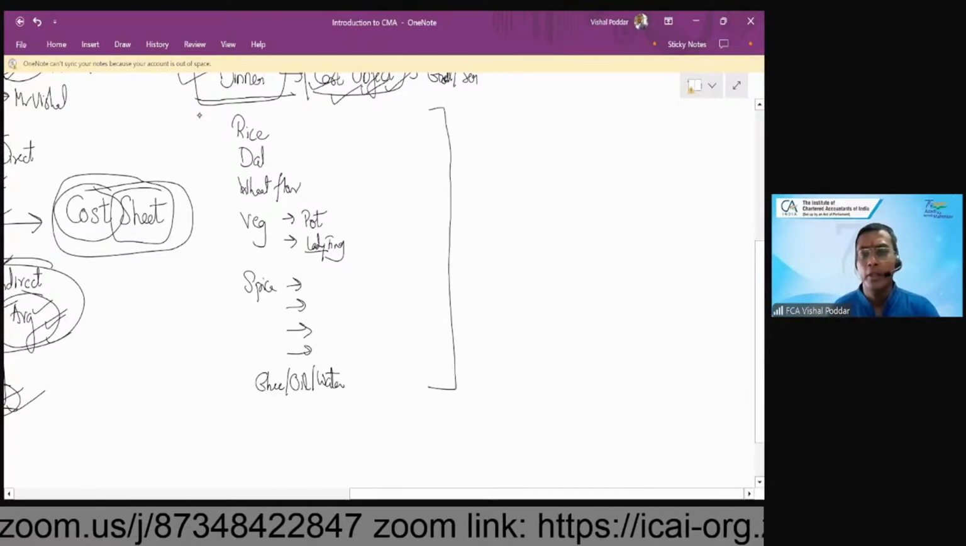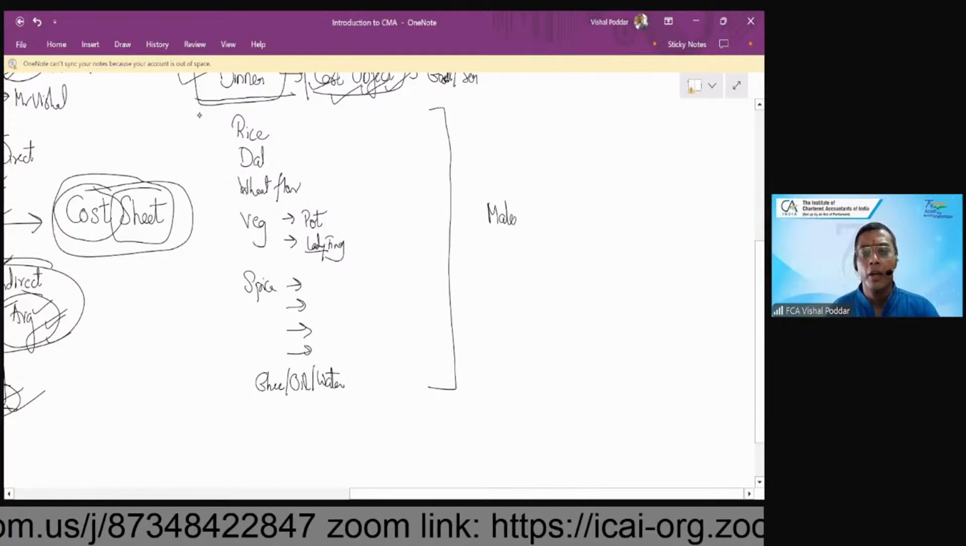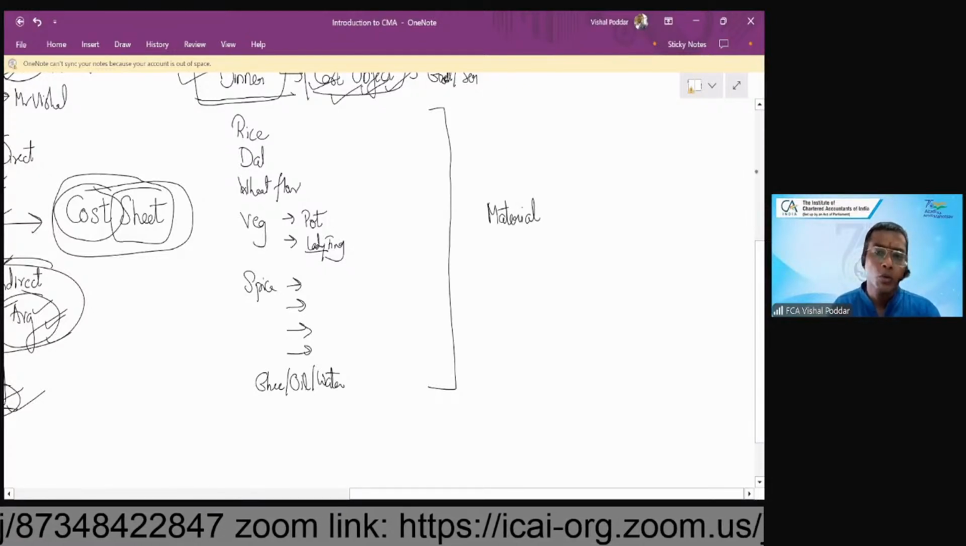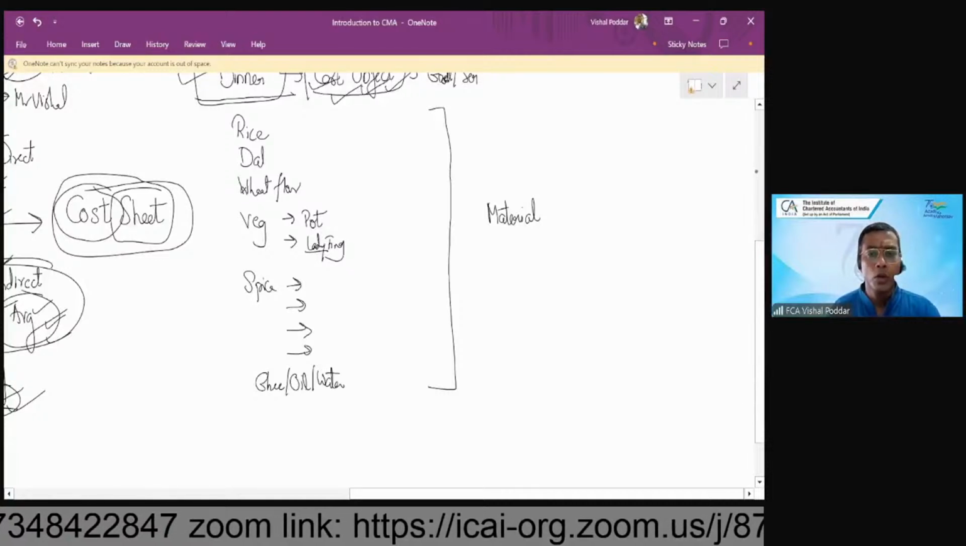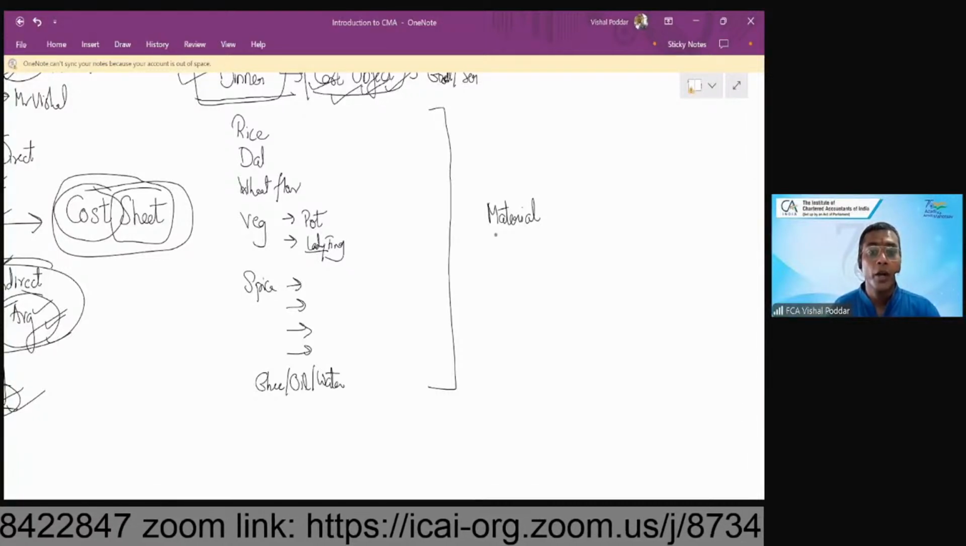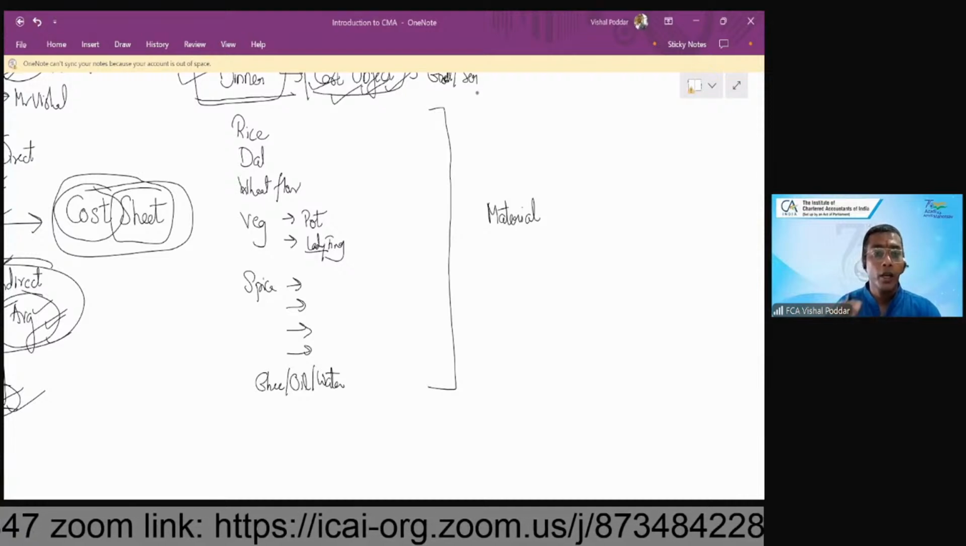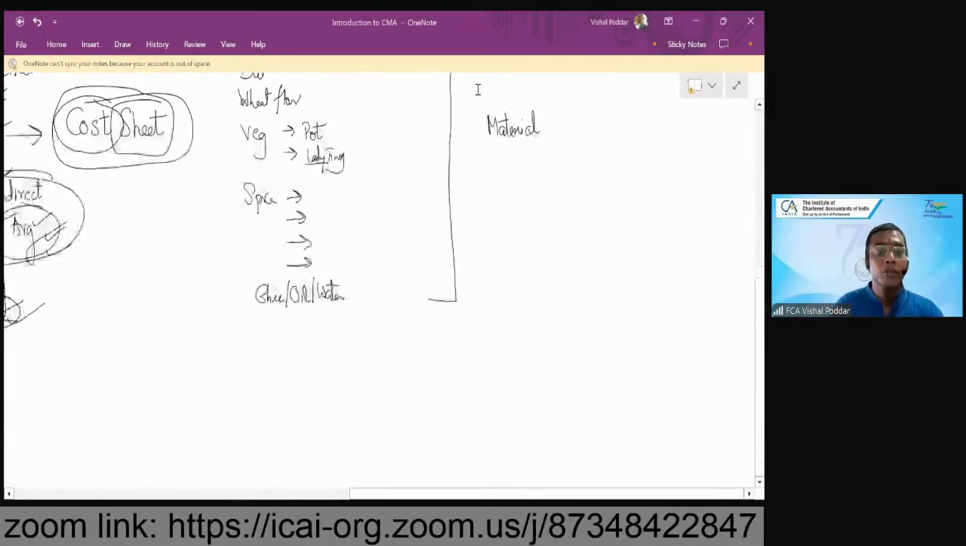Mind each of my words. This is only one element of cost, that is material. Whether this is sufficient to prepare your food, answer is no. There are other elements of cost which are required. So what are those other elements? So now we are coming to a concept that is elements of cost.